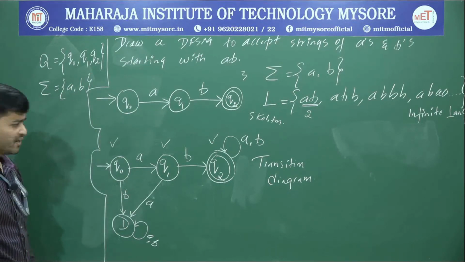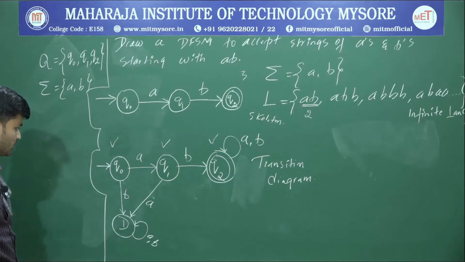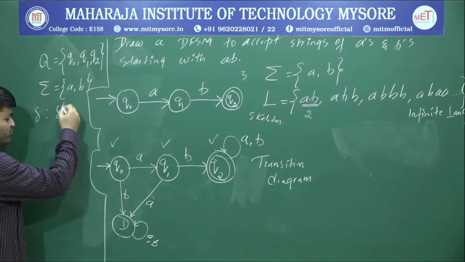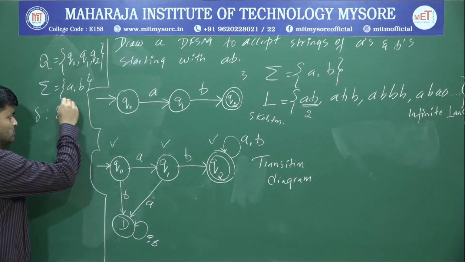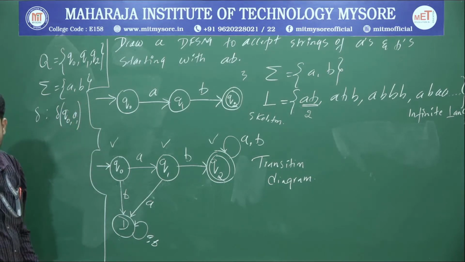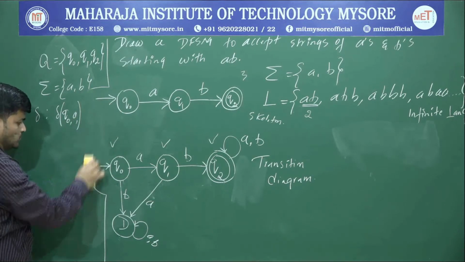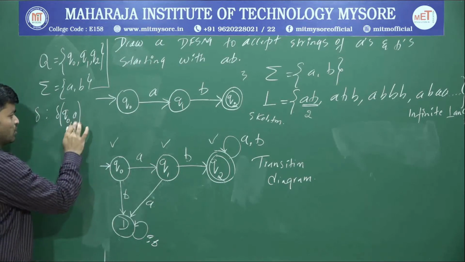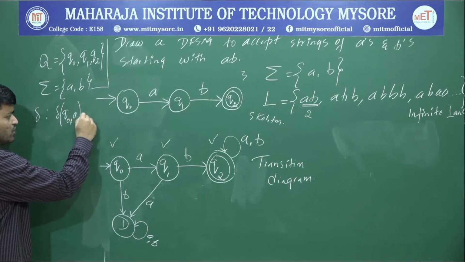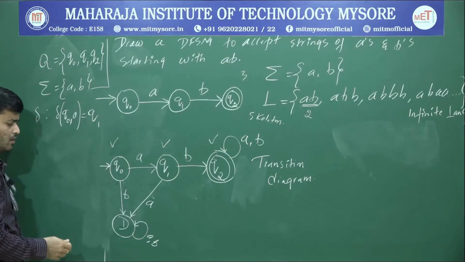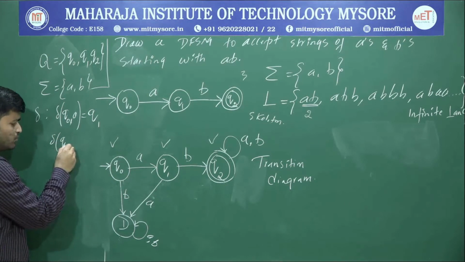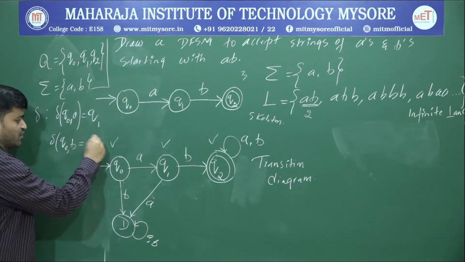Next we have delta, the transition function. So delta of first one, Q0 comma A. What is Q0 comma A? Q0 upon A is Q1. Okay. Next, what is Q0 comma B? Dead state. Either you can write it or you can skip that one. Q0 comma B is dead state.